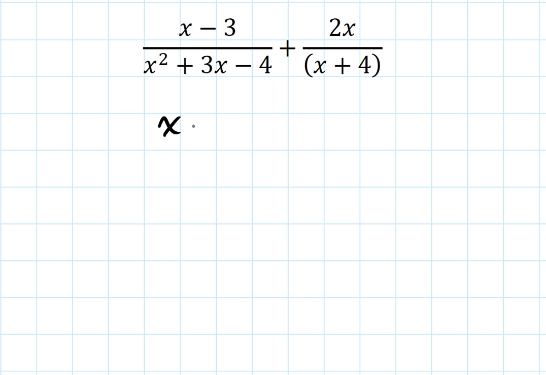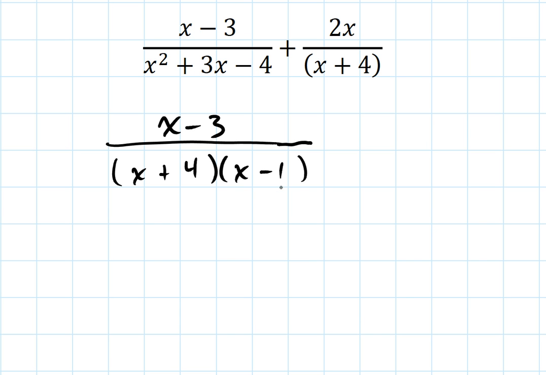Let me just go ahead and first of all rewrite the x minus 3 over, and in its factored form, this is an x and an x and an x. And factors of negative 4 that produce a sum of 3 are positive 4 and minus 1. And then over here I'm adding 2x over the x plus 4.